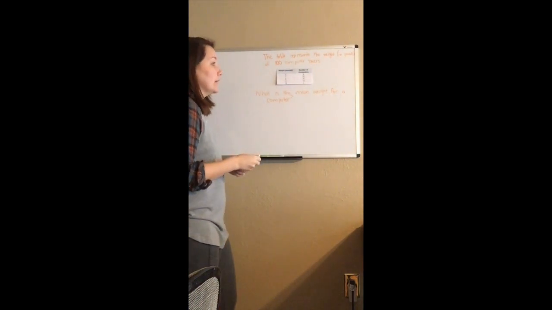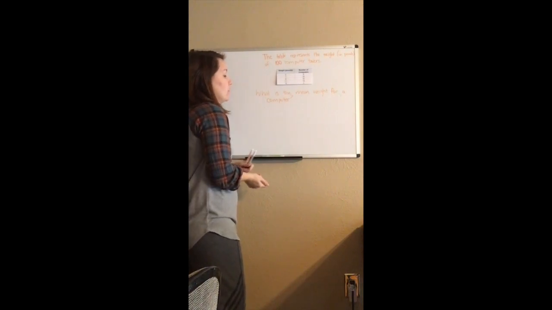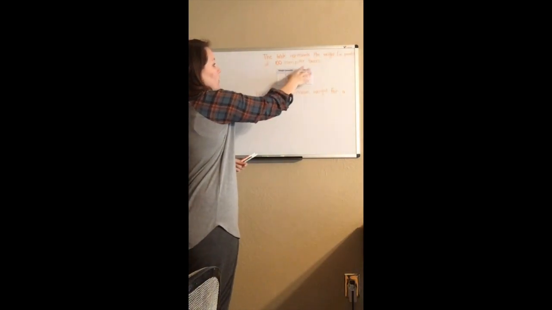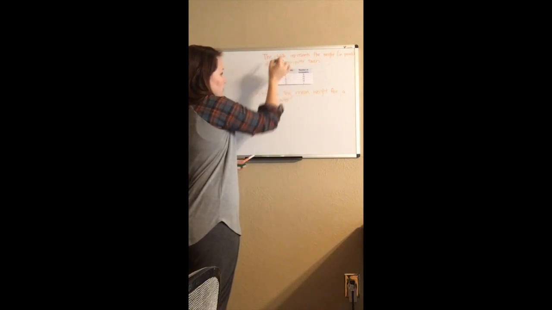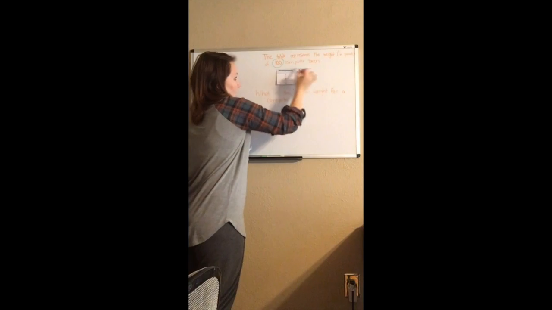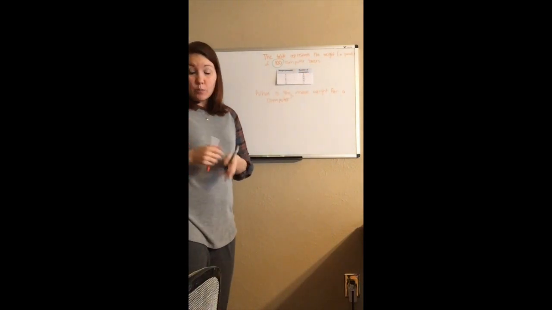Table represents the weight in pounds of 100 computer towers. What is the mean weight for a computer? So we have weight, we have number of computers. I think it's important to note we have 100 computers. So in this one, we don't have to go and add up all the number of computers. So again, we have a mean.